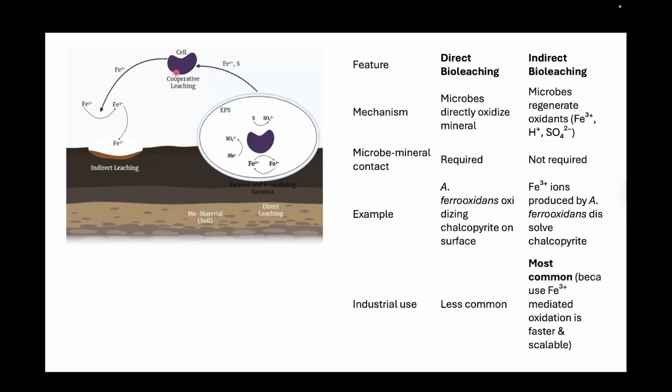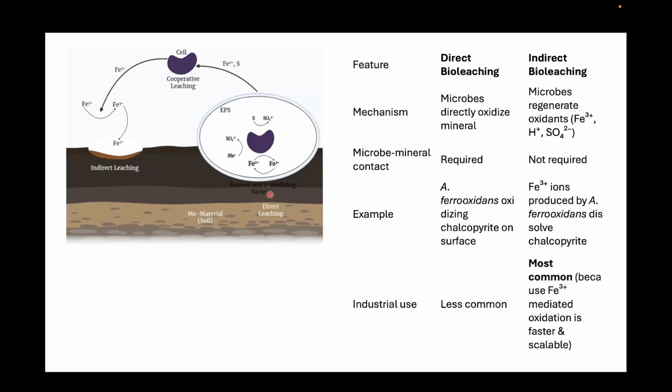So in cooperative leaching, the ferrooxidans cell regenerates Fe2 plus to Fe3 plus, so that the Fe3 plus can initiate the attack onto the ore surface, in turn getting reduced to Fe2 plus, which can then be regenerated by the cell. Whereas in direct leaching, there are other oxidants like sulfate SO4 2 minus and Fe3 plus which directly attack the ore mineral. Ferrous and sulfur oxidizing bacteria are often used in direct leaching.